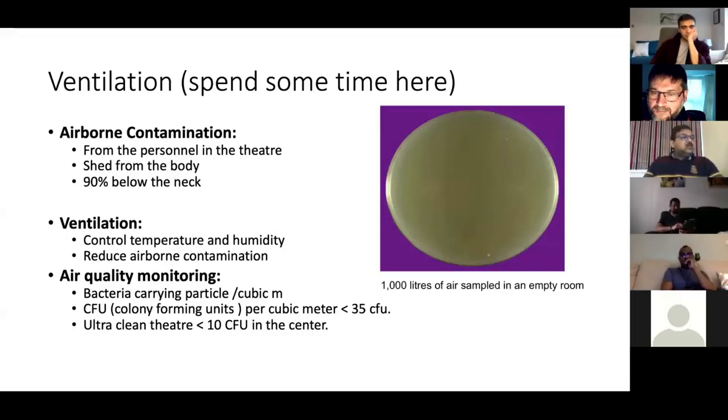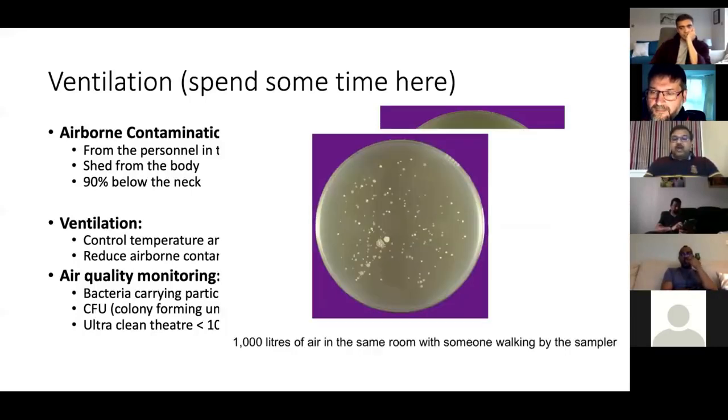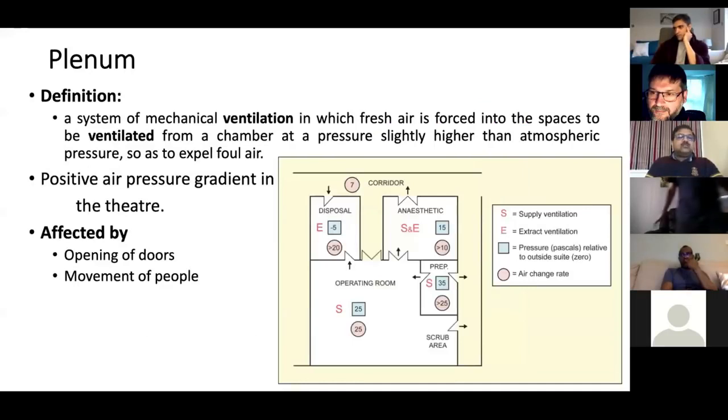Now, this is a picture of a plate in which 1000 liters of air was sampled in an empty theater. And this is what happens when a person walks by. So this just denotes how much of the contamination comes from the personnel who are in the theater. Now, various ventilation methods are being designed, developed and researched to reduce this.